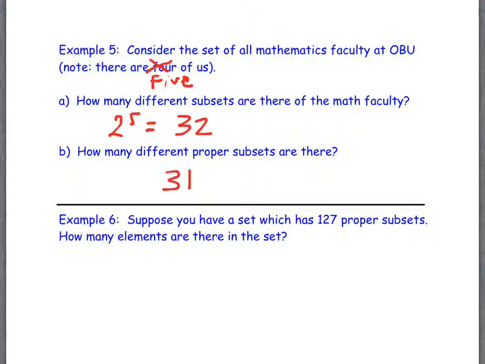Now, question number 6 actually asks the question the other way. It says, suppose you have a set and you know how many subsets there are. You don't know how many items are in the set, but you know how many subsets there are, and we want to figure out how many elements are in that set. And what would we do?